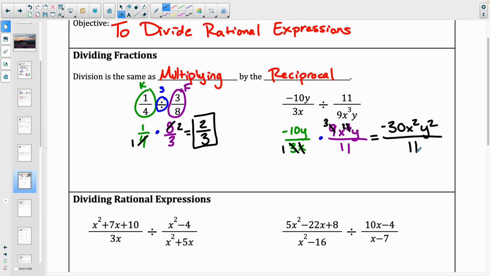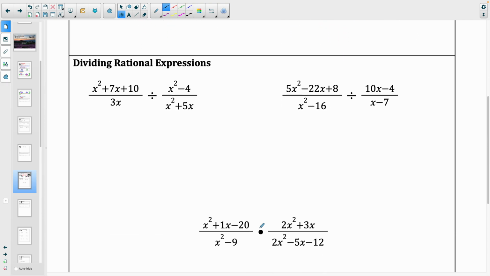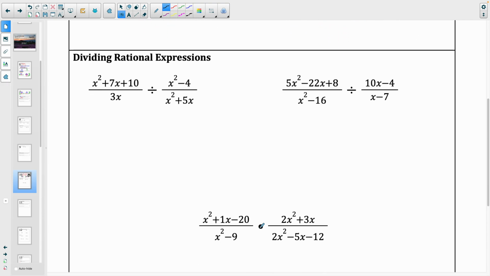So now we're going to do that same thing where we have polynomials in the numerators and denominators. And so that's very similar to our multiplication steps that we learned from yesterday. We're still just going to do our keep, switch, flip first, and then we'll go ahead, factor, simplify, and multiply.